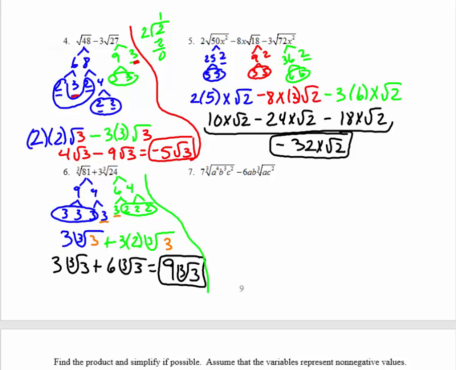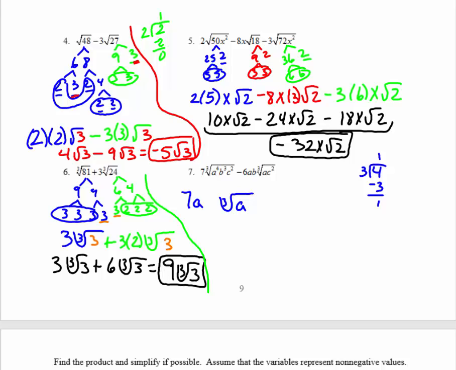Number 7: 7 times the cube root of a to the 4th b cubed c squared minus 6ab cube root of ac squared. Well, definitely don't have like radicals, so let's go ahead and start trying to simplify. Well, a to the 4th, we have a power of 4, and divided by the index of 3, it can go one time with a remainder of 1. So the 7 is on the outside, and a comes out, leave a little bit of space, and then a is going to be left underneath.